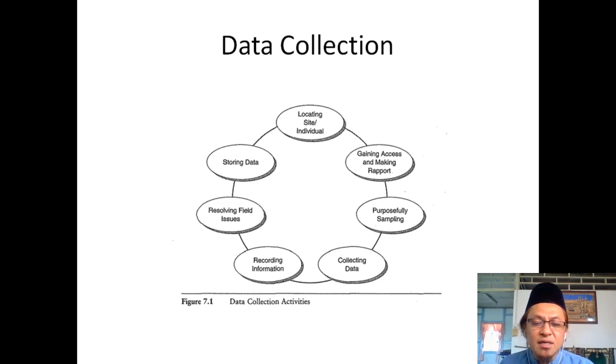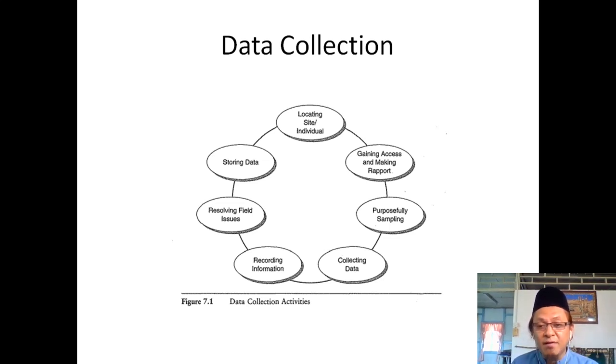Now, data collection in qualitative research is not in a linear fashion like in quantitative research. In quantitative research, one stage is done or one activity is completed, then you move on to another stage or activity, so it is in a linear fashion. But in qualitative, it can be cyclical and iterative. You can see from the slide: locating the site or individual, and then you get permission, the green light, to gain access and build rapport with the people, and then you do purposive sampling.